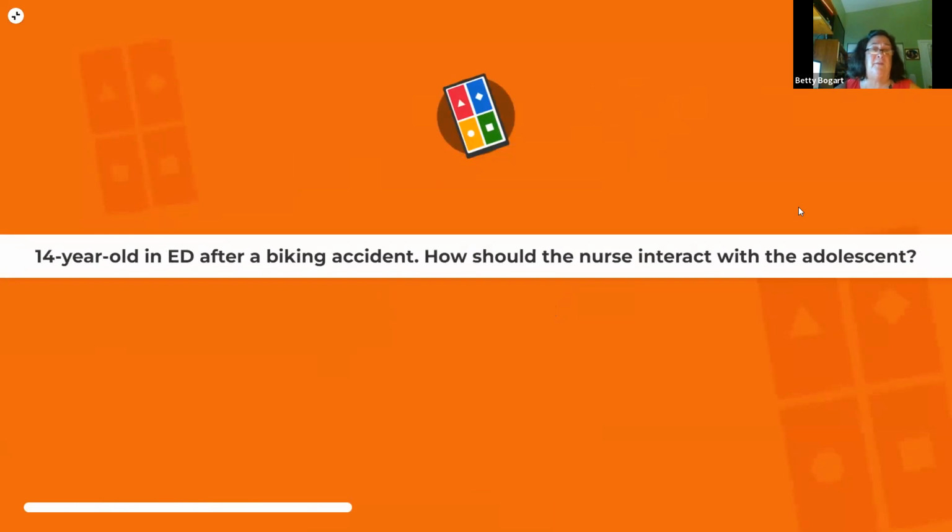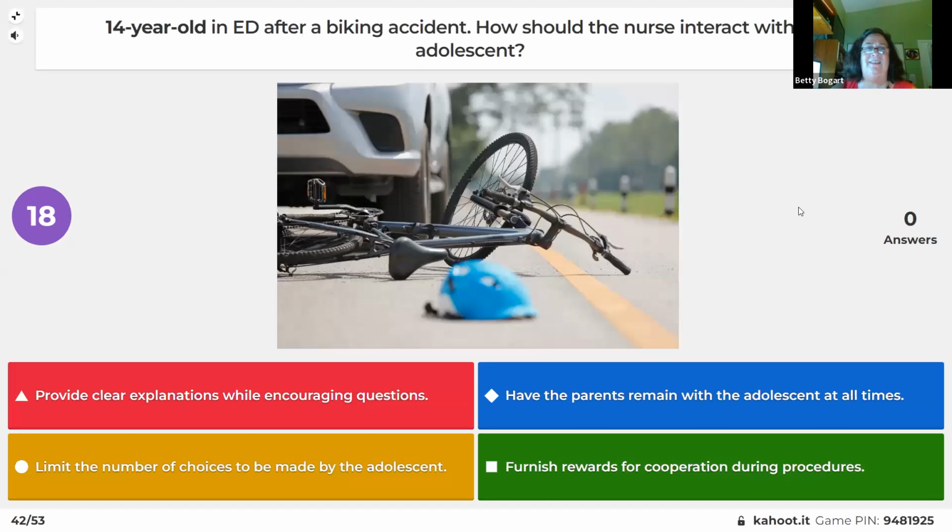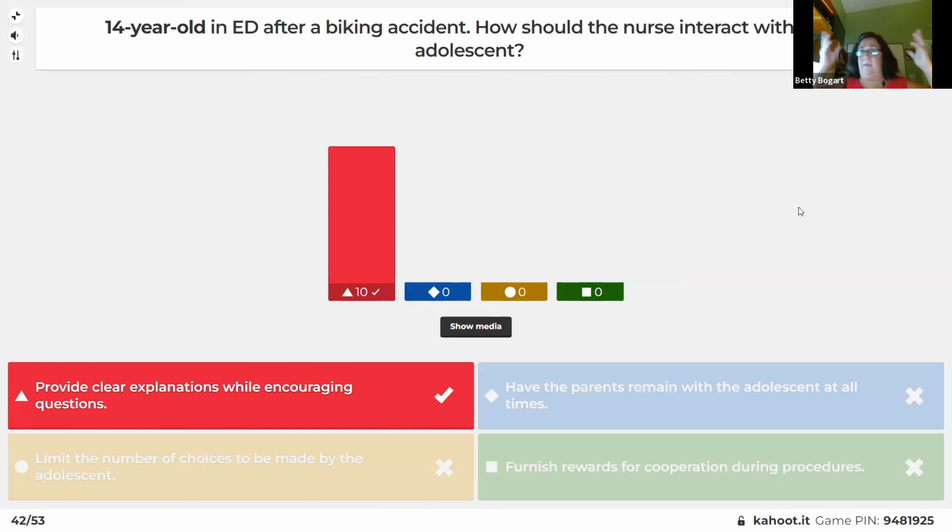A 14-year-old in the emergency room after a biking accident. How should the nurse interact with the adolescent? I worked in the trauma ER. I was always called on to be the primary trauma nurse, which means whoever walked in the door, that was my patient. And a 14-year-old coming in is going to be on a backboard with a neck brace taped to a board. People are going to be running into that kid, getting x-rays, cutting clothes off, starting an IV, getting labs, whatever, all quickly. So what am I going to do?